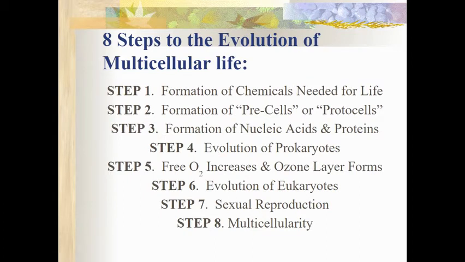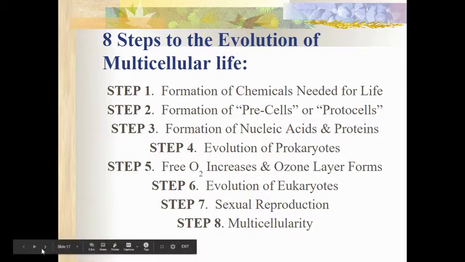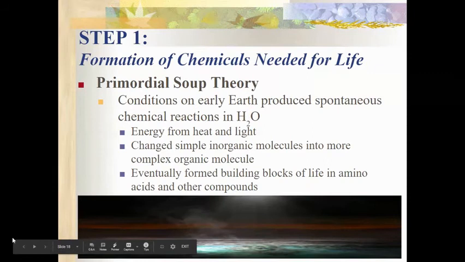So scientists agree that there's 8 steps to the evolution of multicellular life. So for us to go from early Earth to life as we know it today, there were 8 different steps that would have had to occur. Step 1, the formation of chemicals needed for life.